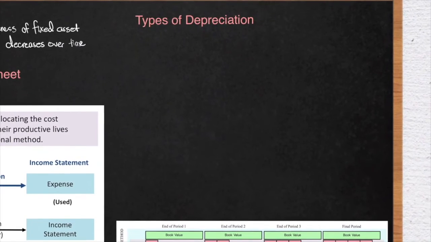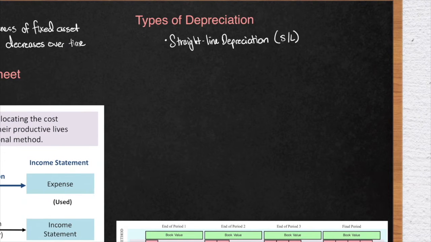Let's go over types of depreciation. A company must choose what type of depreciation they're going to use. Once they choose one, they must stay with that one because it's required by law and it does have tax implications. The first and easiest depreciation we have is straight line depreciation. If you see that SL, that means straight line. The second type of depreciation we have is units of activity.